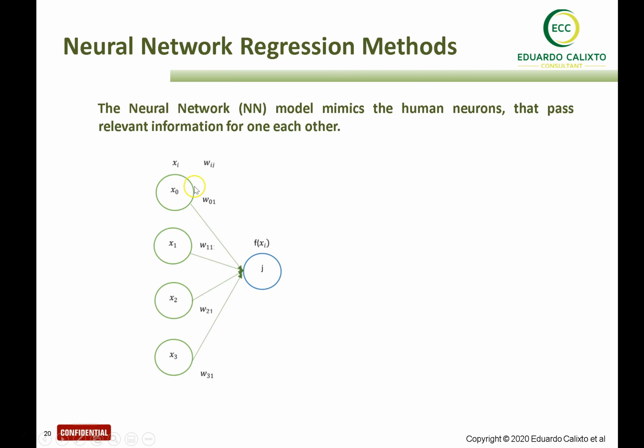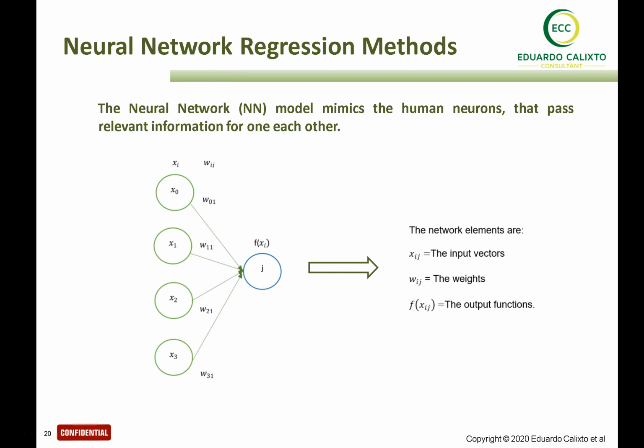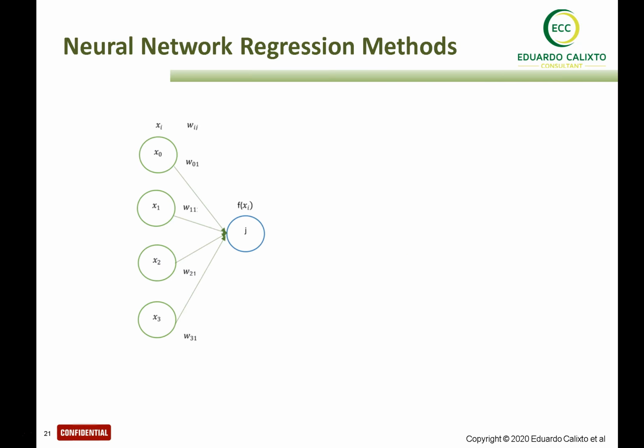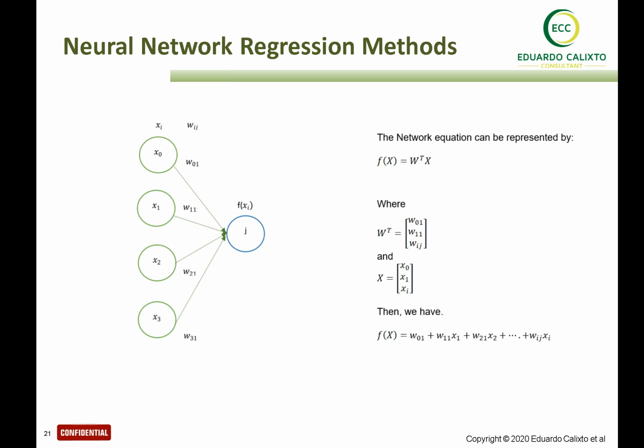In this case, to make a simple example, we have only an input layer and an output layer, but the idea is that the input neurons will pass information to the output neuron. So here we have the vector x with information, we have weights, and we have this output function here, and that output function in the end is the function that we want to use as a regression function. So let's take a look at how it works.